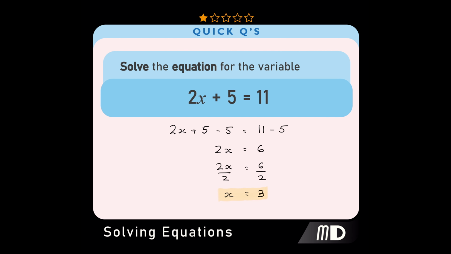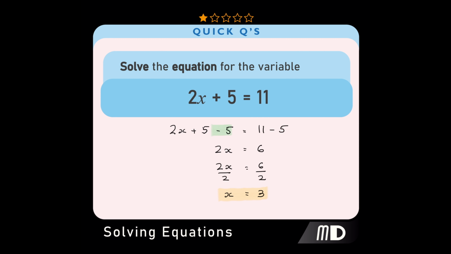In this first question, we've been asked to solve 2x plus 5 equal to 11. The equation tells us to multiply x by 2, then add 5. So the inverse operations in the reverse order are to first subtract 5, then divide by 2.